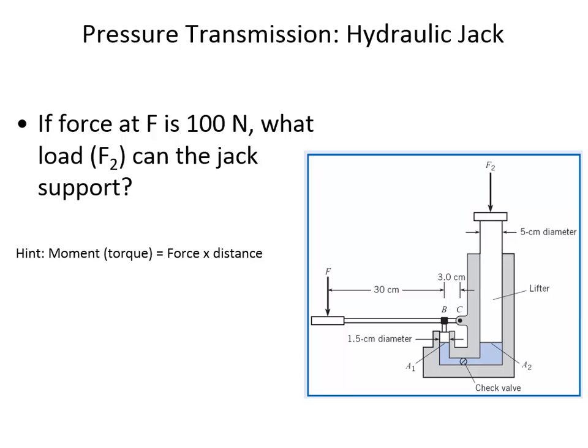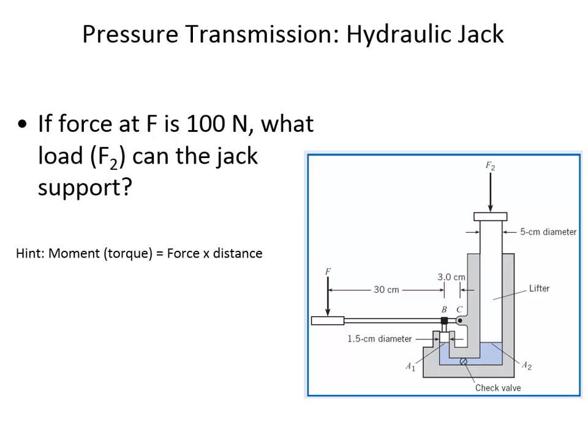Now think about this part and what it does. When you push down on the handle, first of all, we've got a moment analysis that we have to do. It's acting about a hinge at location C, and so if you press down on the handle, then this plunger is going to be pushing down on the fluid inside of the jack, and the fluid is resisting that, so it's pushing upwards at B.